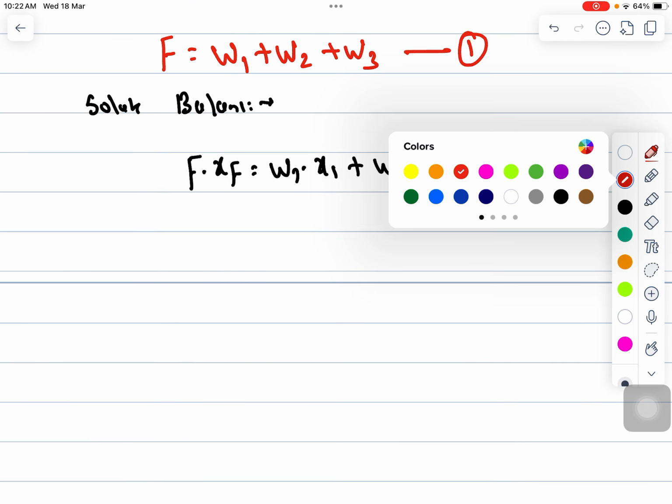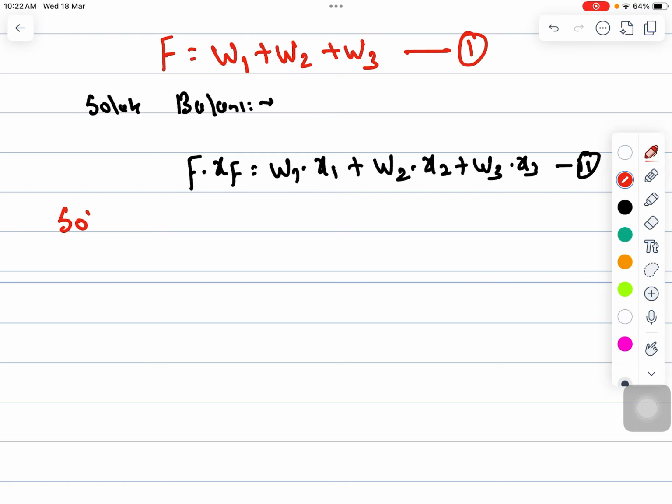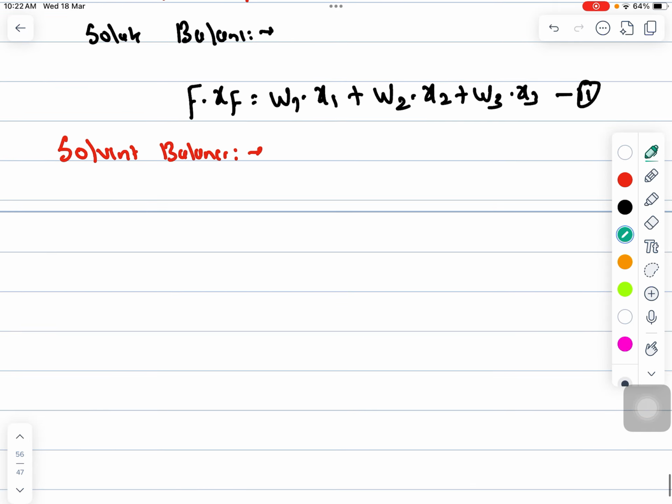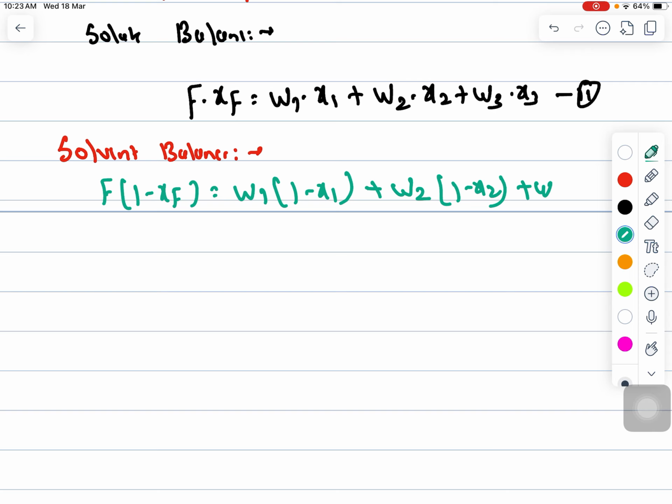Sometimes you can also do the solvent balance, right? In the solvent balance, you can write F into (1 minus XF) equals W1 into (1 minus X1), because the mole fraction of solute plus the mole fraction of solvent equals 1. So that's why 1 minus X1 is the mole fraction of the solvent, plus W2 into (1 minus X2) plus W3 into (1 minus X3).